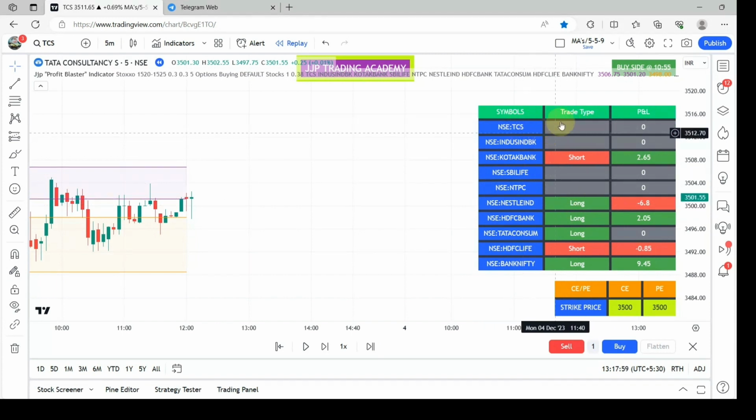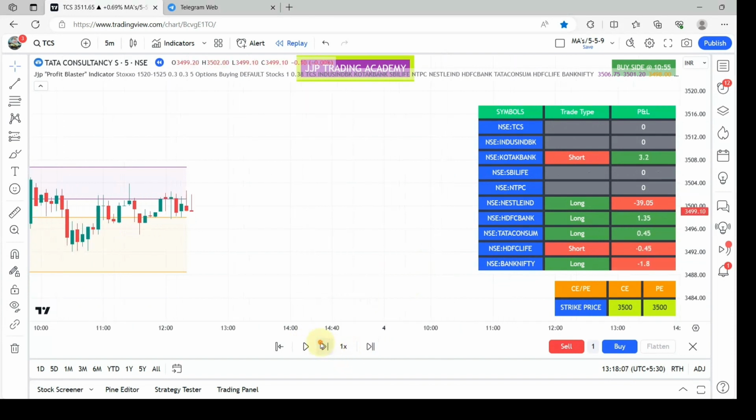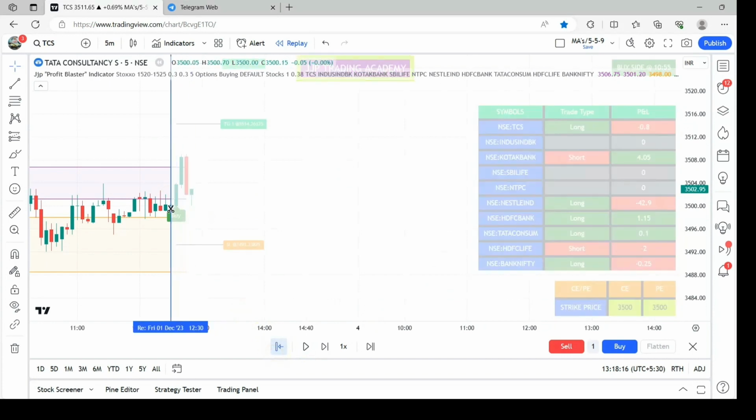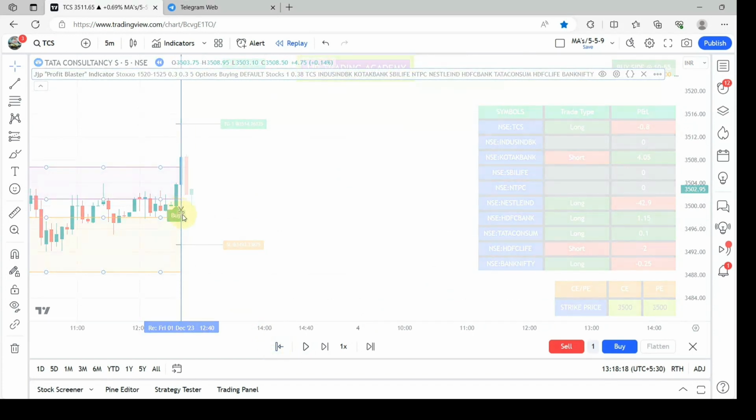So you can see TCS, there is no signal. The long entry is not triggered till now. It has not come, so you can wait for the next candles to see whether the signal is coming or not. Now you can see it is notified perfectly on this candle, the 12:35 candle. So again I will keep it here so that you can understand.